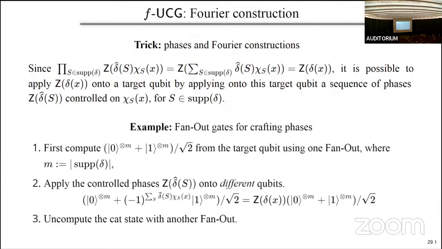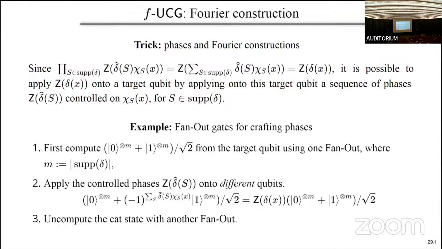Suppose you calculate all the parities using fan out. Then you can create this cat state. And from this cat state, you can apply a control phase in parallel with all the other qubits onto different qubits. So basically, you apply a control on each qubit onto the state, and you create this. And this is basically this. So you are leveraging this cat state just to construct this in parallel.